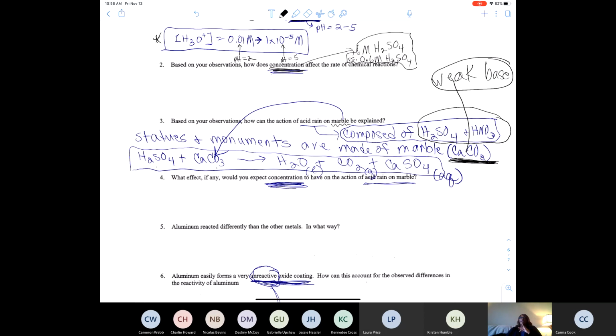They're going to start to break down. They're going to start to fade, and you're going to see a color change. You're going to see the lettering and engravement on the statues and monuments start changing. That's going to be evidence that the marble, the calcium carbonate that those statues are made of, is getting broken down by something. And that something is the acid that's in the rain.